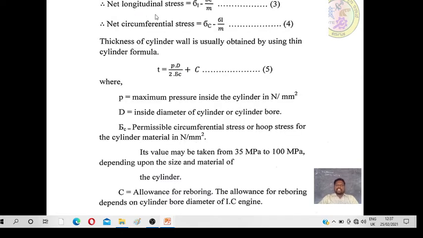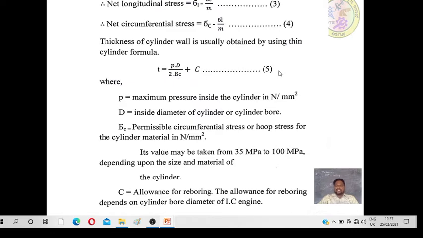Now the net longitudinal stress is given by longitudinal stress minus sigma c by m, that means sigma c into Poisson's ratio. Let it be equation number 3. In the same way, net circumferential stress is given by sigma c minus longitudinal stress into Poisson's ratio. Let it be equation number 4. Thickness of the cylinder wall is usually obtained by using the thin cylinder formula, that is T equal to P into D divided by 2 into sigma c, plus C.